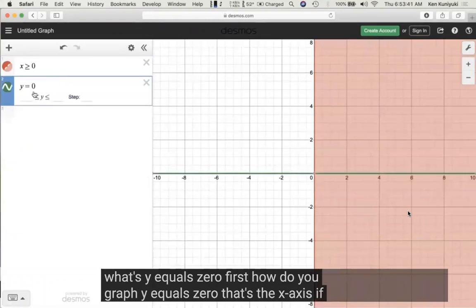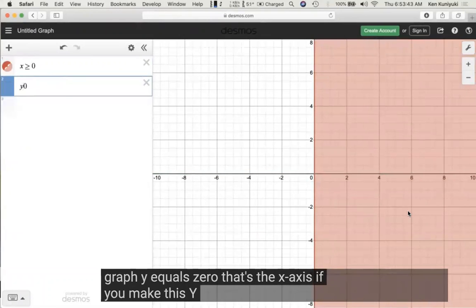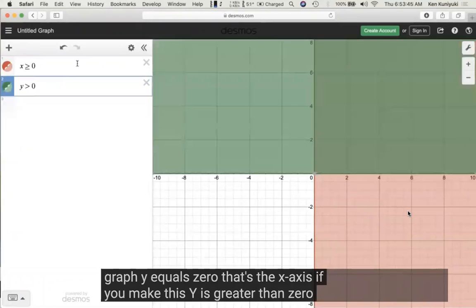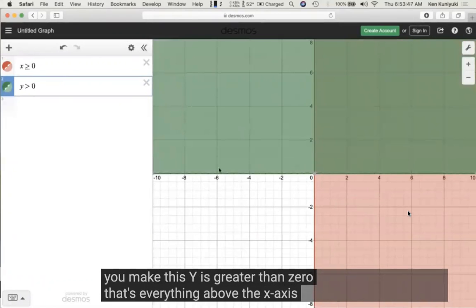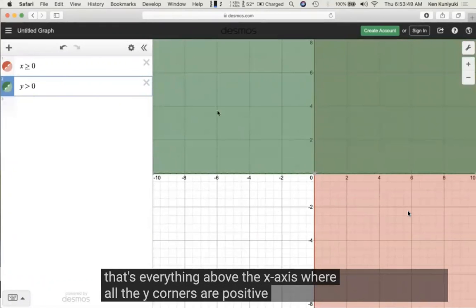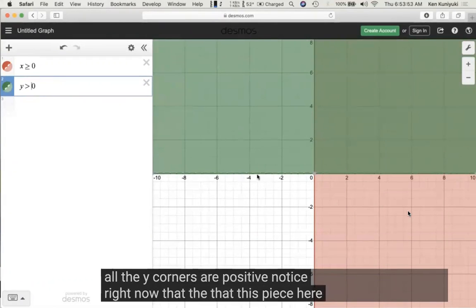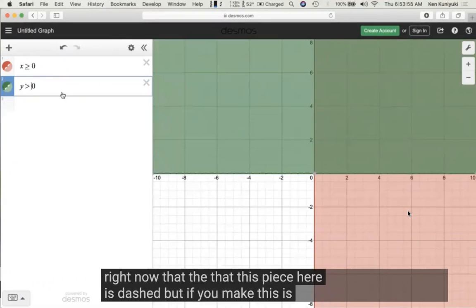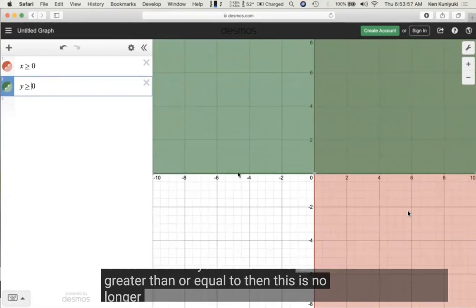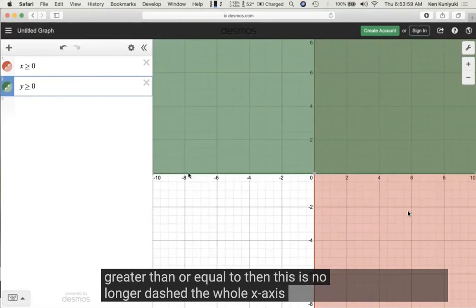That's the x-axis. If you make this y is greater than 0, that's everything above the x-axis, where all the y-coordinates are positive. Notice right now that this piece here is dashed, but if you make this is greater than or equal to, then this is no longer dashed. The whole x-axis is solid.